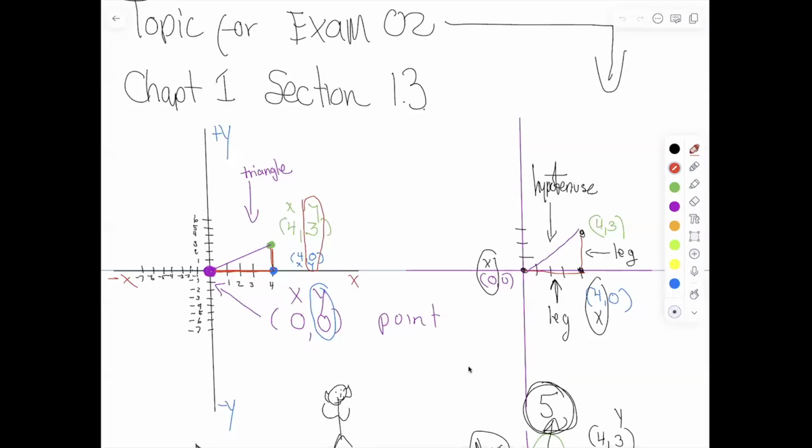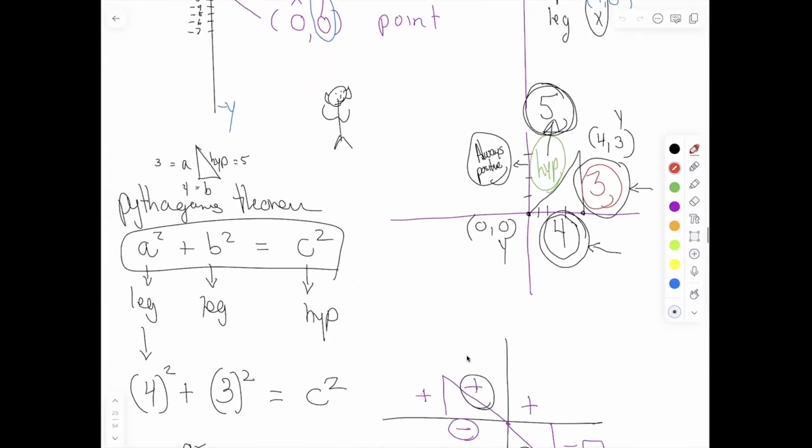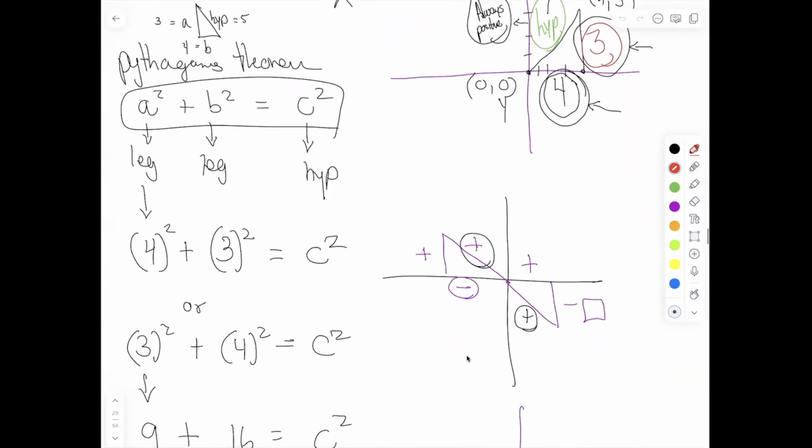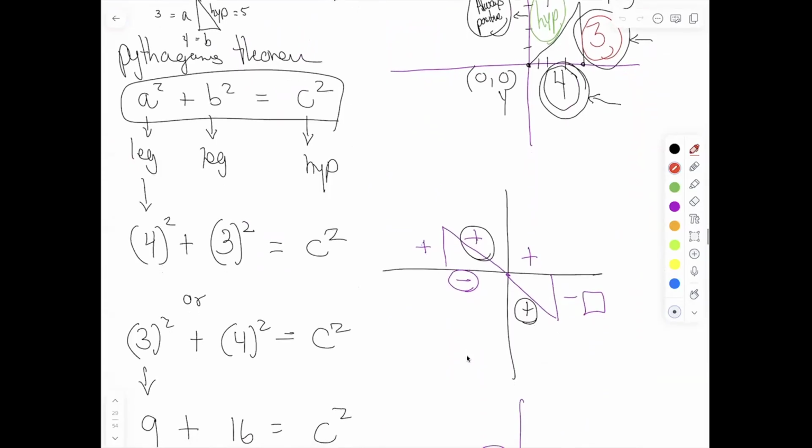Number 2. So for exam number 2, we need to focus on chapter 1, section 1.3. We discussed the triangle as far as the points are concerned. So what formula do we need to know as far as finding out the legs or the hypotenuse of the triangle? Pythagorean theorem. Wonderful. Thank you so much. That would be a squared plus b squared equals c squared.